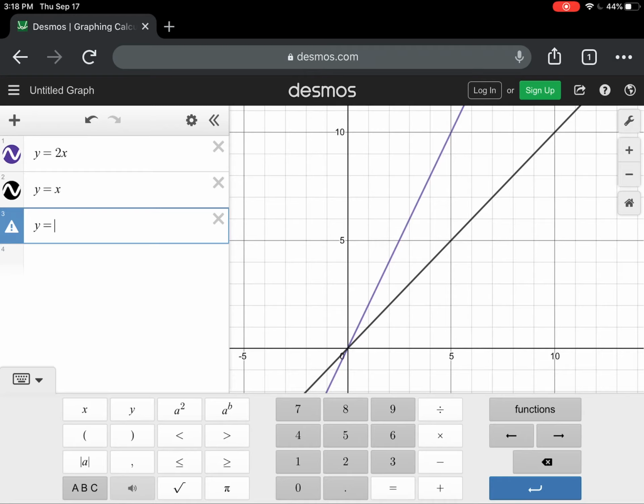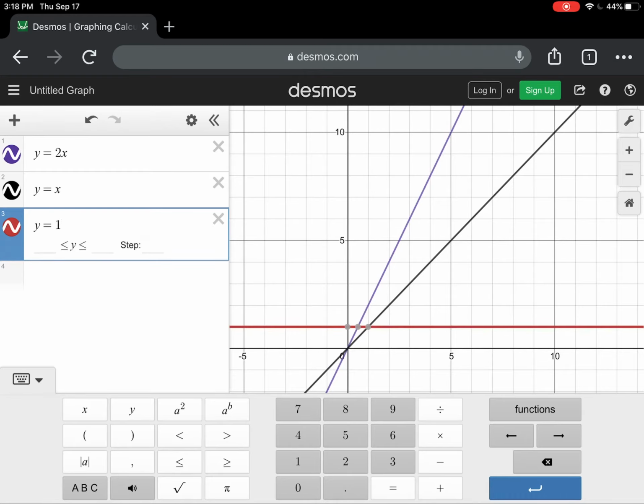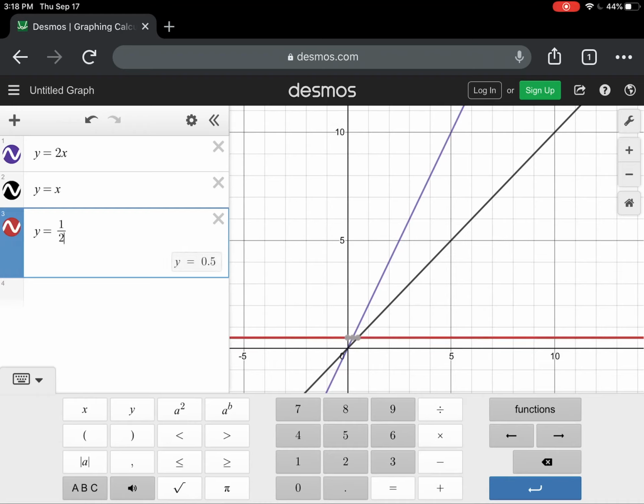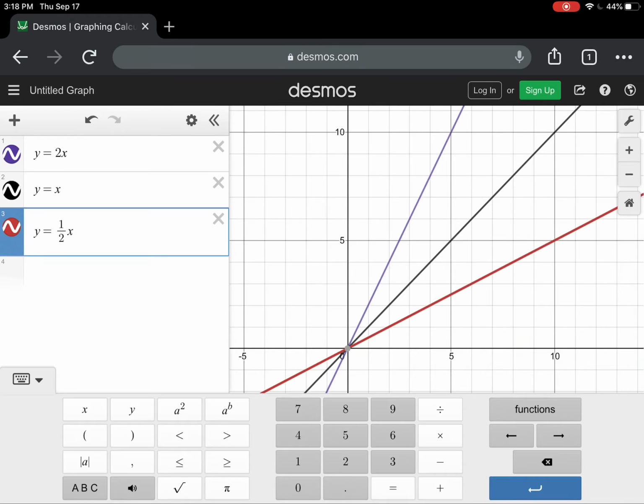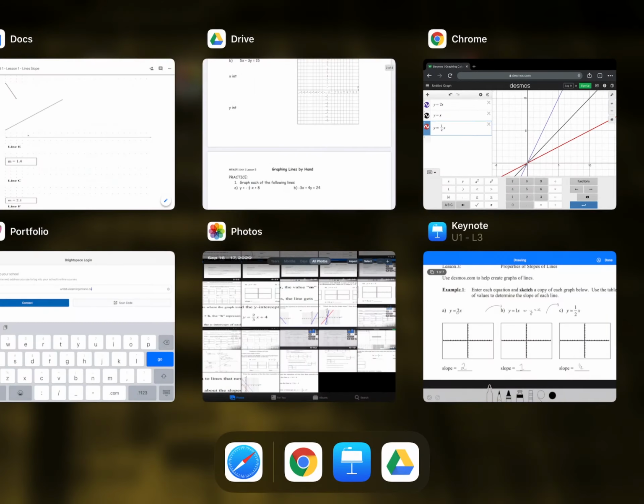Y equals 1/2 x. Again, to put this into Desmos, you do 1 divided by 2. And then we have to hit the little right arrow and move our cursor from the bottom to the side, and then we can put our x. And we see that one comes in red, and it's even more flat than the other two. So as we decreased our slope, our line became less steep.